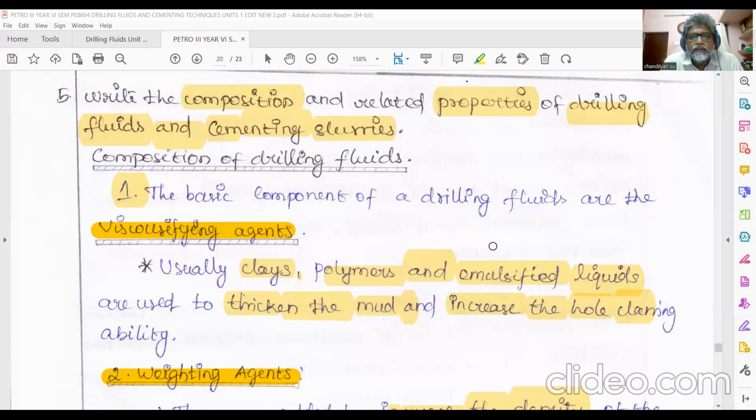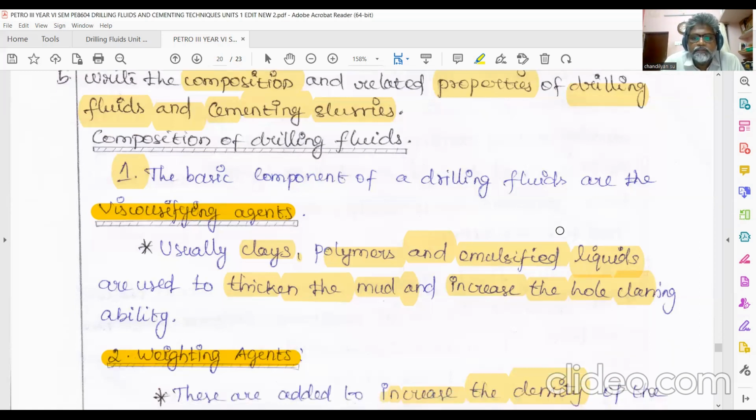Composition of drilling fluids. The basic composition is repetitive in nature because we have already covered it. The basic components of drilling fluid are viscosifying agents, the chemicals which increase the viscosity. Examples are clays, polymers, and emulsifier liquids. We know what emulsions are: oil and water mixtures. Their nature is to thicken the mud and increase the hole cleaning ability. Viscosifiers are chemicals added to increase the viscosity, to make it thick and to increase the hole cleaning ability.